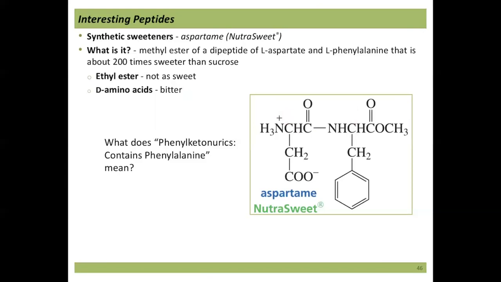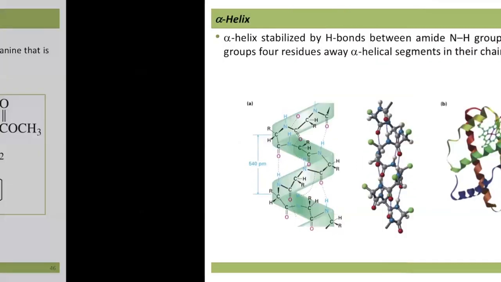If you have any compounds that have NutraSweet as a sweetener, you'll notice that there is a warning on the side, phenylketonurics, and it contains phenylalanine. So some people have PKU where they can't metabolize phenylalanine efficiently, and so if they eat proteins, foods high in phenylalanine, this will collect in their brain and end up with mental retardation.